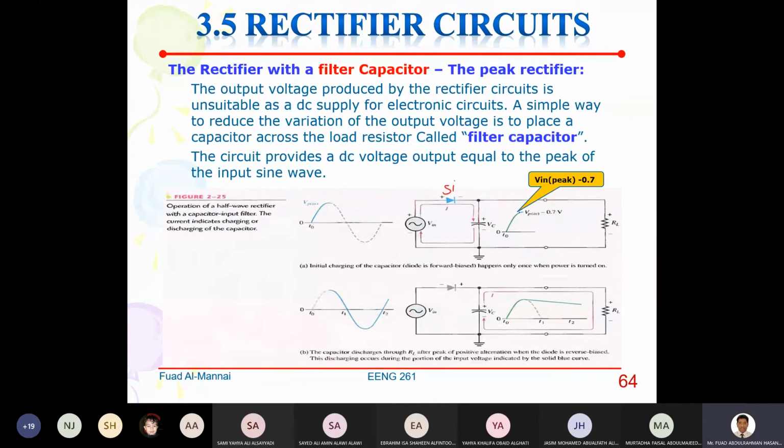Everybody's listening. I want everybody to be awake. Guys, very important. So it will charge to, for example, 4.3 volt. If the Vin is 10 volt, it charges to 9.3 volt. During this rise time, the input will reach the peak, and the capacitor will be fully charged. Now the input will come down.